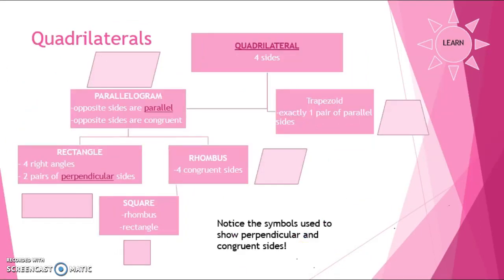Now let's look at quadrilaterals. I've created this chart for you, and you might want to write it down because it's really helpful. A quadrilateral is any shape that has 4 sides, but then they split off into parallelograms and trapezoids. A trapezoid only has one pair of parallel sides. There they are, okay? A parallelogram has opposite sides that are parallel.